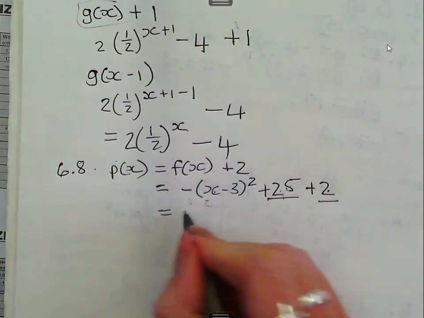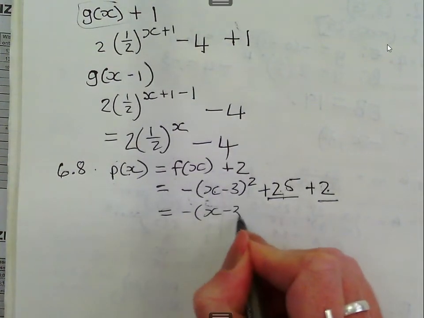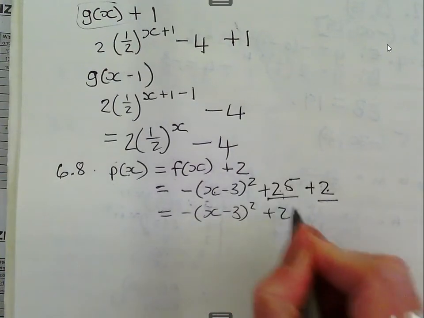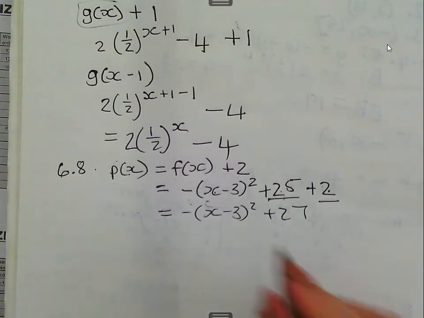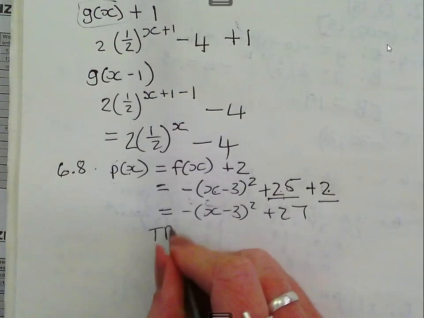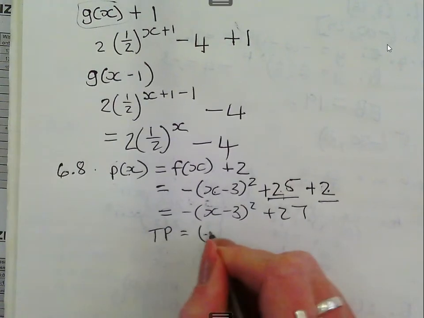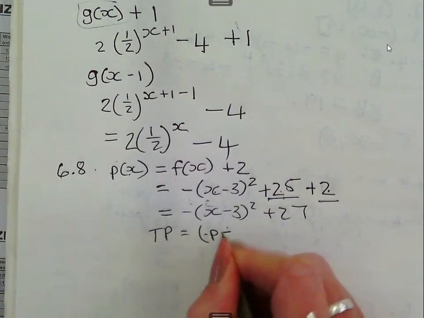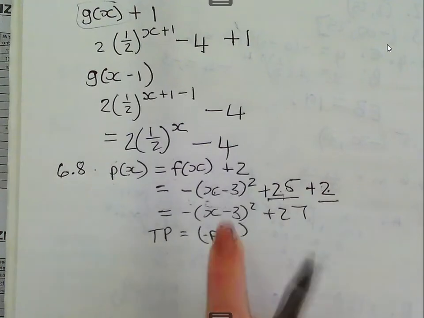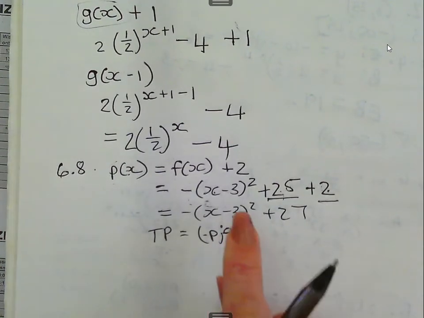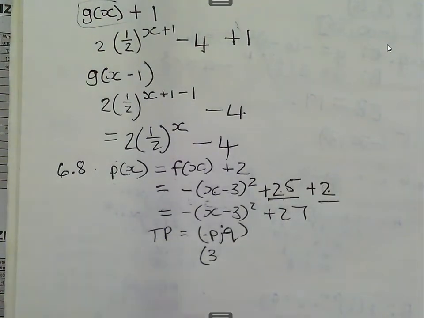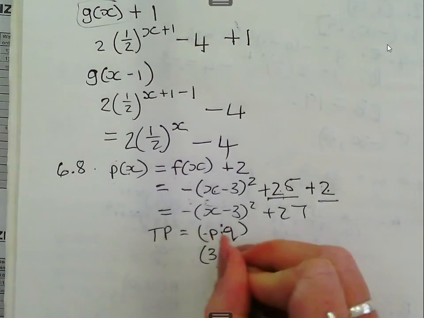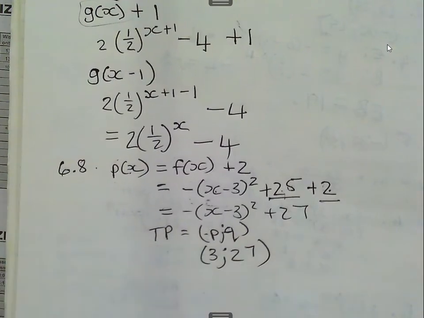So that means the new graph is (x minus 3) squared plus 27. Now the question that they actually ask is write down the coordinates of the turning point of P. Turning point is negative P and Q. So what is P? It's still negative 3. So this turning point will still be at 3. But now Q is at 27. So that's a turning point.